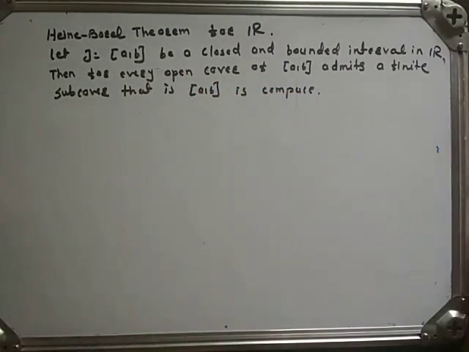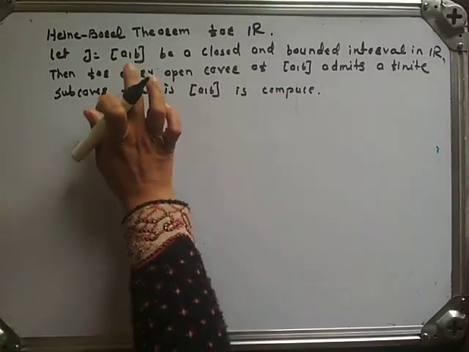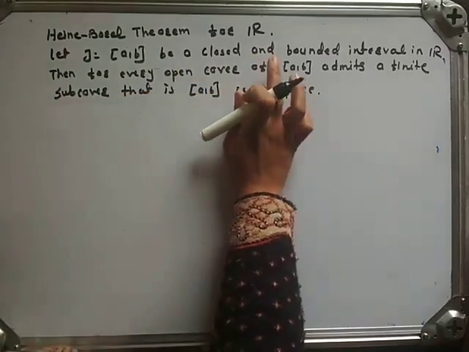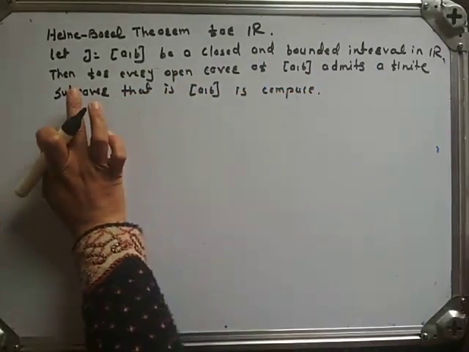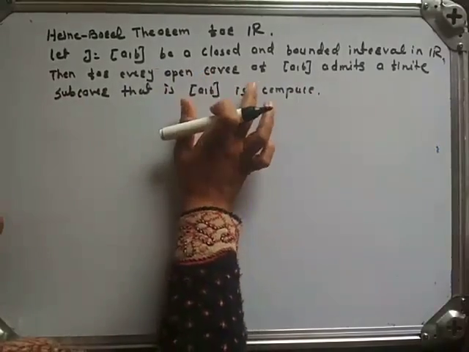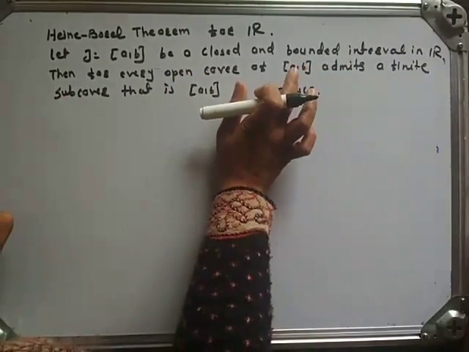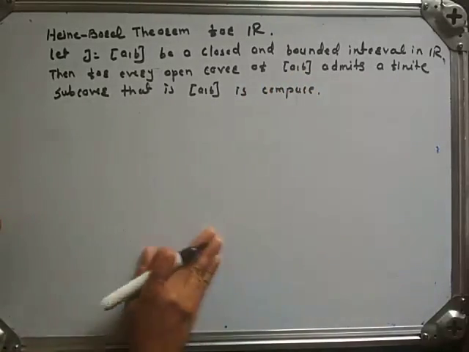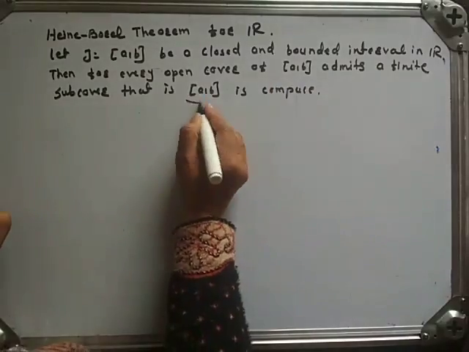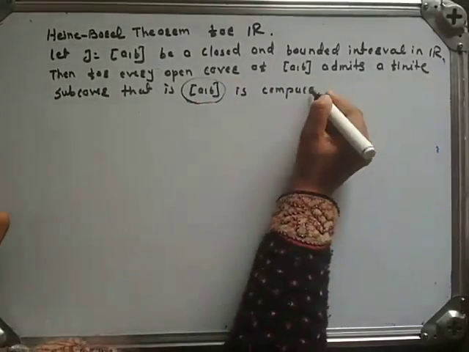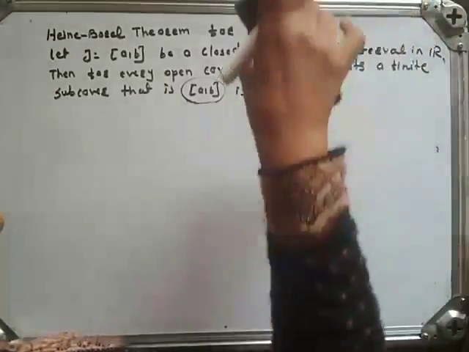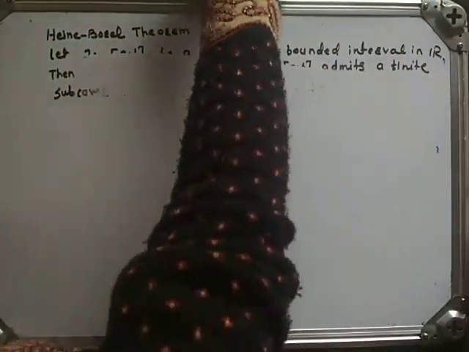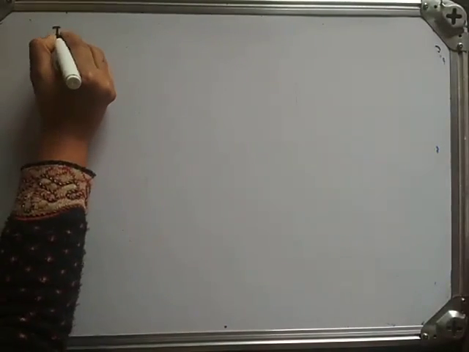What is the Heine-Borel theorem for R? Let J equal to closed interval AB be a closed and bounded interval in R. Then every open cover of closed interval AB admits a finite subcover, that is, this closed interval AB is compact. Okay. Let us see the next theorem.